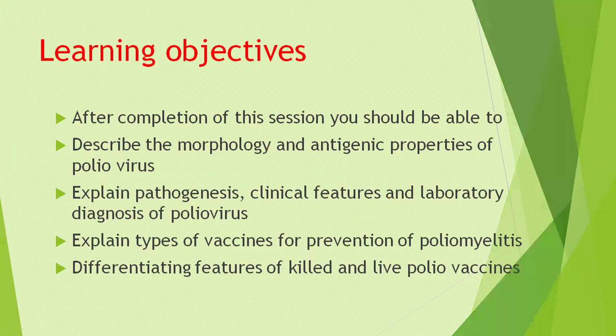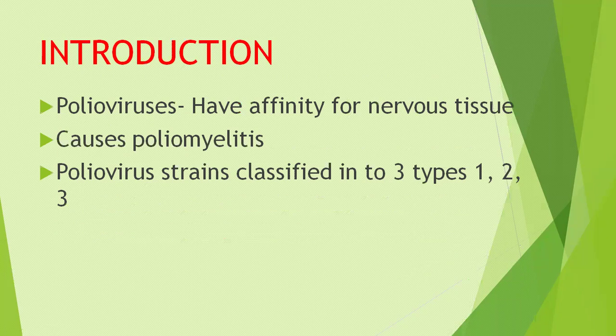After completion of this session, you should be able to describe the morphology and antigenic properties of poliovirus, explain pathogenesis, clinical features, and laboratory diagnosis of poliovirus, explain the types of vaccines for prevention of poliomyelitis, and differentiate features of killed and live polio vaccines. So if you see the introduction, the polioviruses have affinity for the nervous tissues.